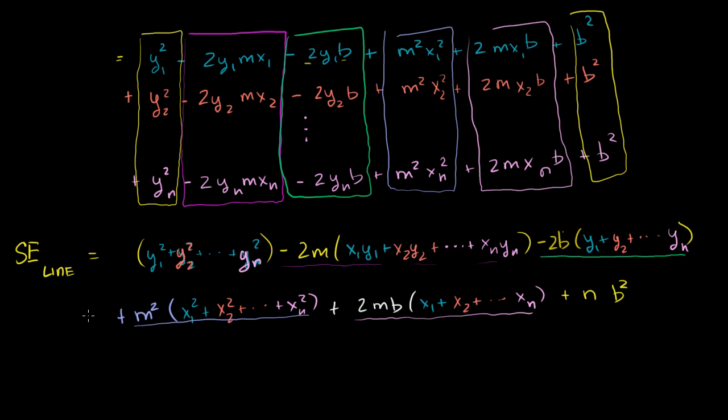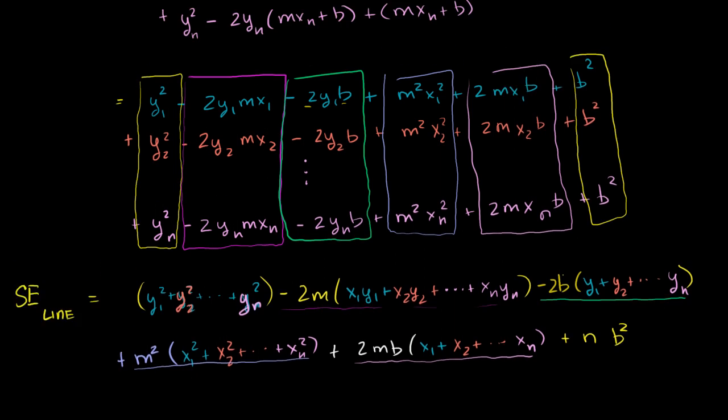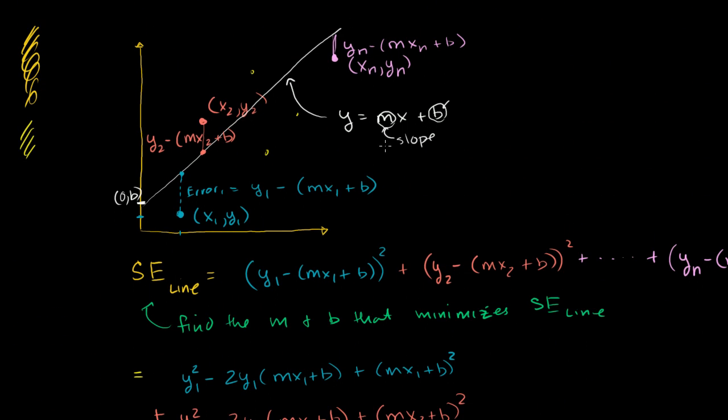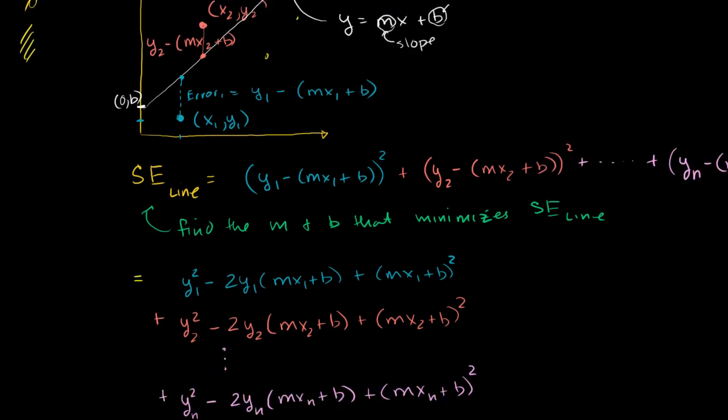Our goal is to simplify this expression for the squared error between those endpoints. Just to remind ourselves what we're doing, we have these endpoints, and we're taking the sum of the squared error between each of those endpoints and our actual line y equals mx plus b. And we get this expression over here, which we've been simplifying over the last couple of videos.